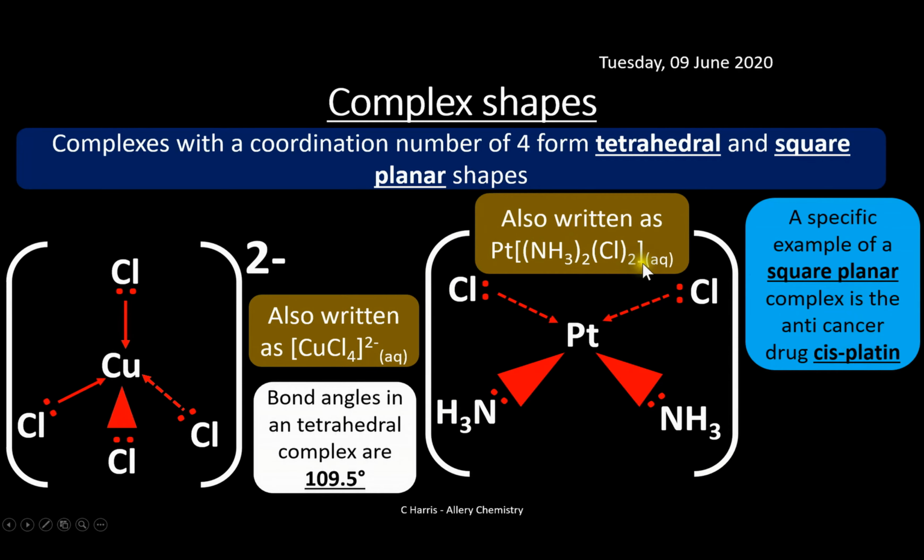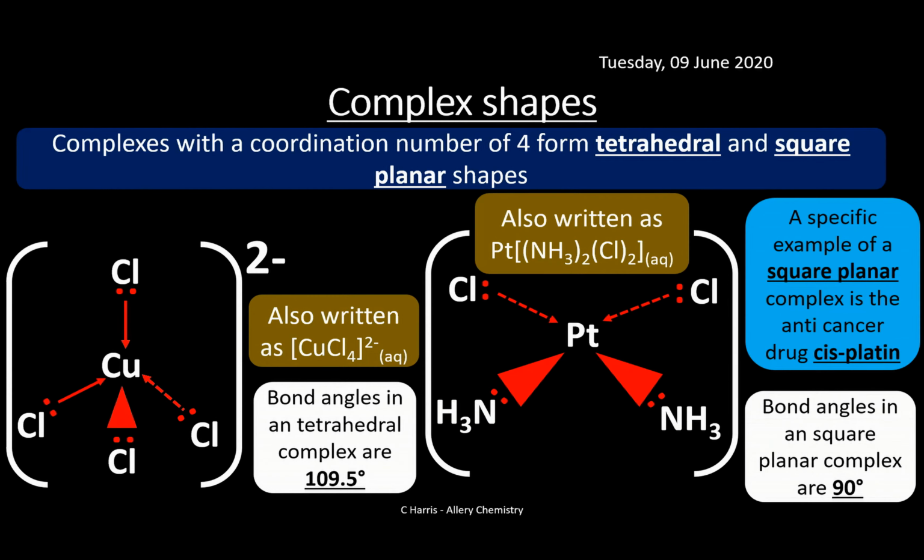You are expected to know that. Okay, so this is platinum with 2 chlorine ligands at the top and 2 ammonia ligands towards the bottom there. Now you'll know from year 1 chemistry that the bond angle in square planar complexes is 90 degrees. So you have this flat shape there.